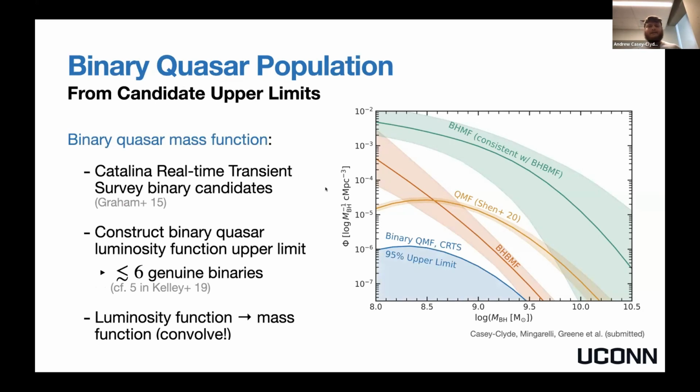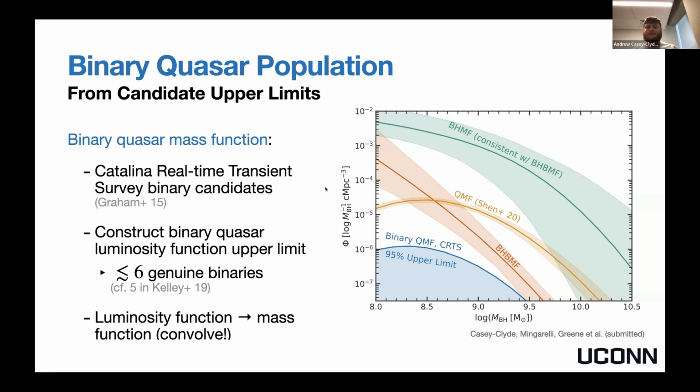All right, finally, we need a binary quasar mass function. So for this, we use that population of Catalina Real-time Transient Survey binary candidates. And then we make some naive assumptions to place upper limits on that population. Those naive assumptions just being that, if every single quasar naively hosted a binary, how many binary quasars would we expect to see in CRTS? We compare that to how many we actually saw.